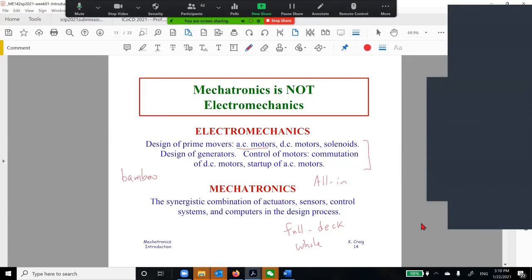You have to have the whole system. Then you have different parts synergistically combined together. It's called full deck. Yeah, I think it's called full deck engineer. Full deck engineer.